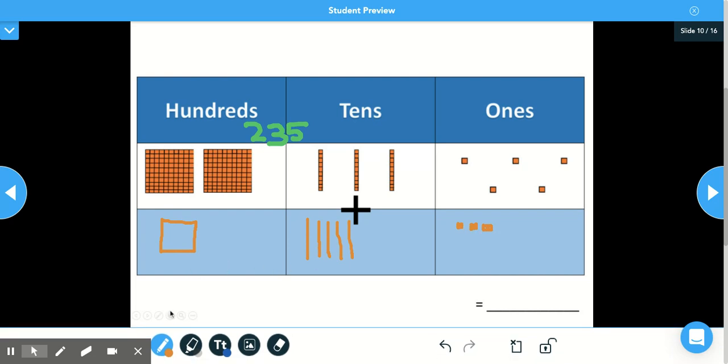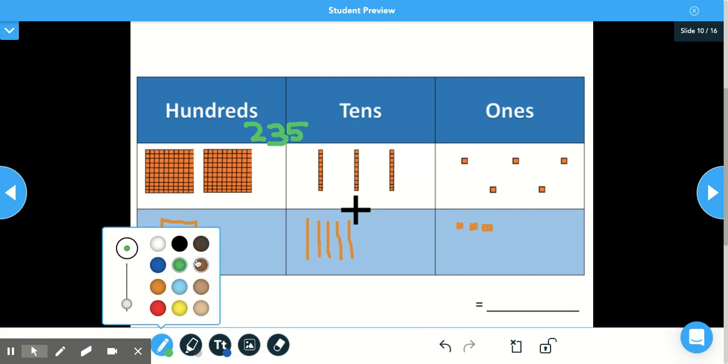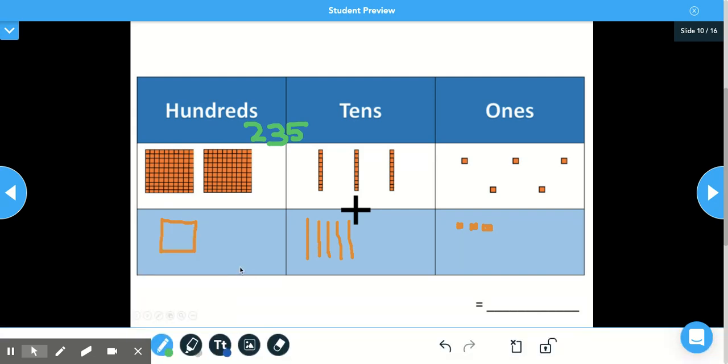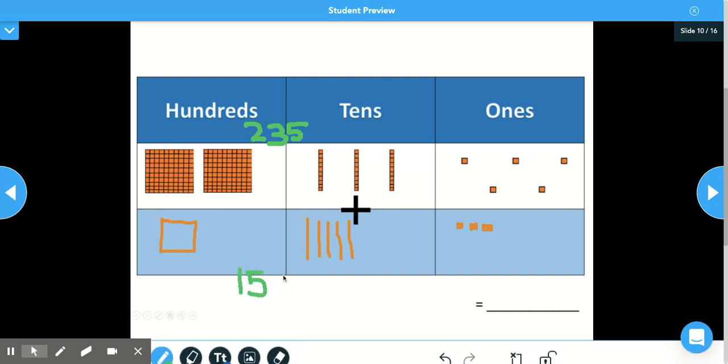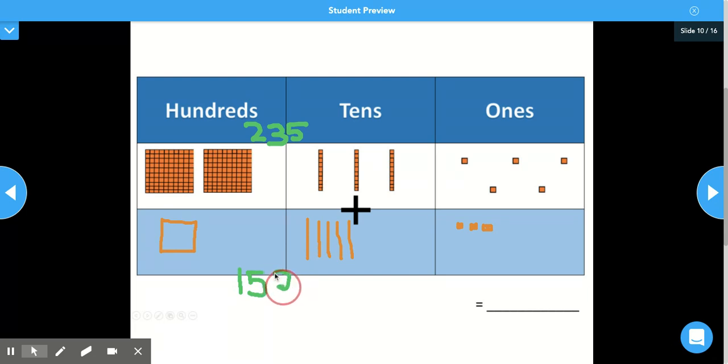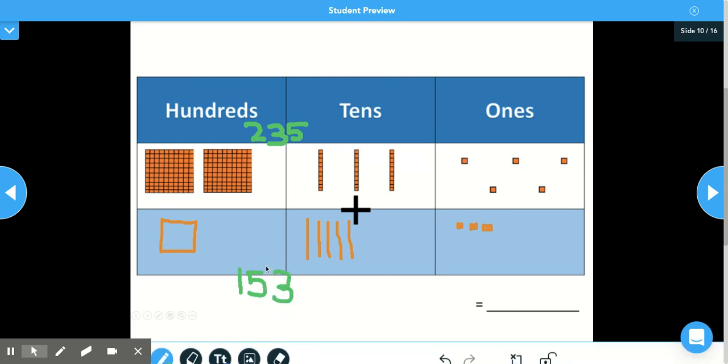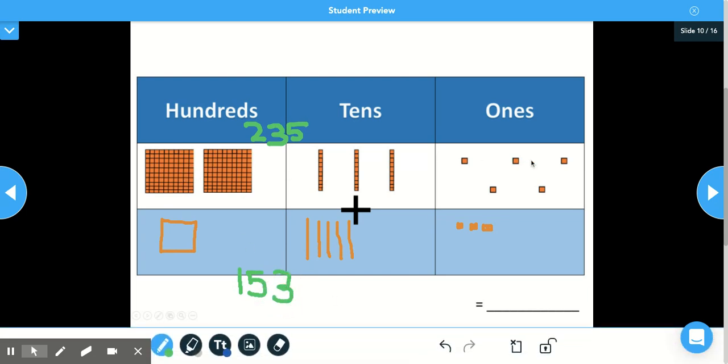My second number that I just drew is 153. Now I need to add together my first row and my second row.